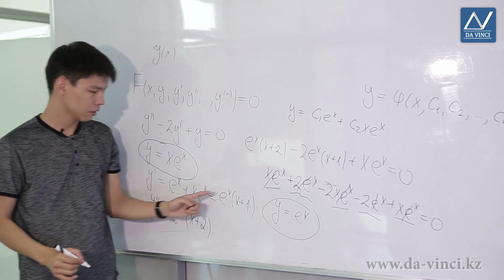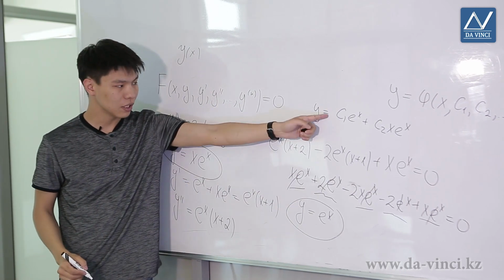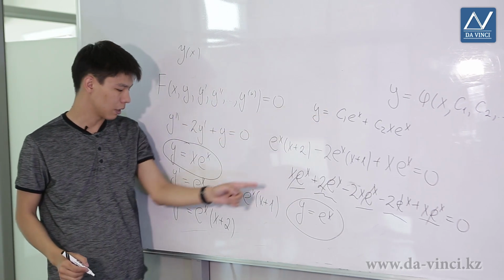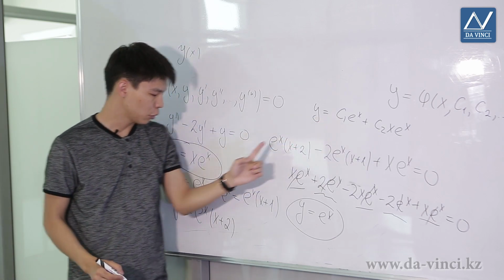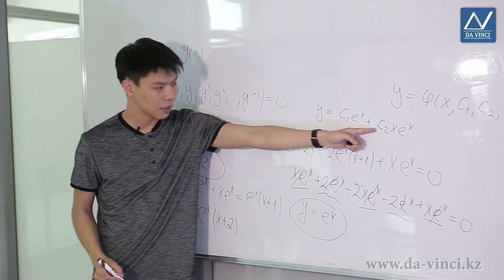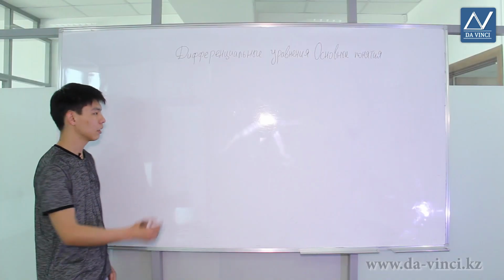It will be the general solution of this equation. Indeed, we can express both of these particular solutions in terms of this general one. For example, if we assume here that c1 is 0 and c2 is 1, then we get this solution. Or if we put c2 equal to 0 and c1 equal to 1, then we get this solution.